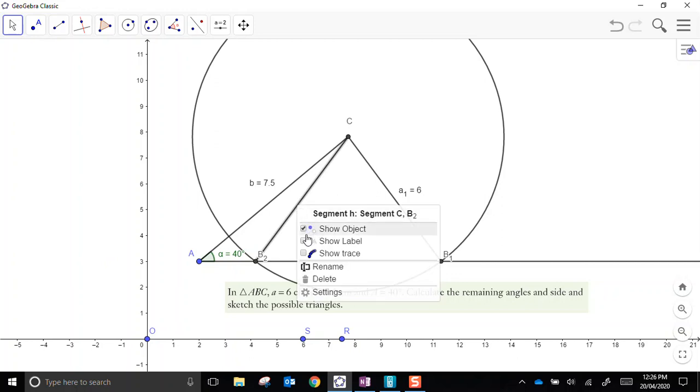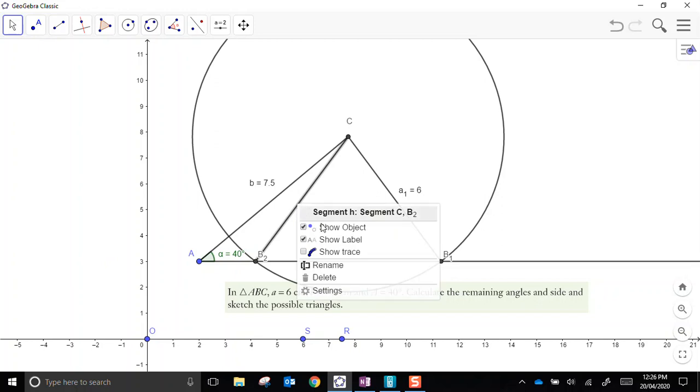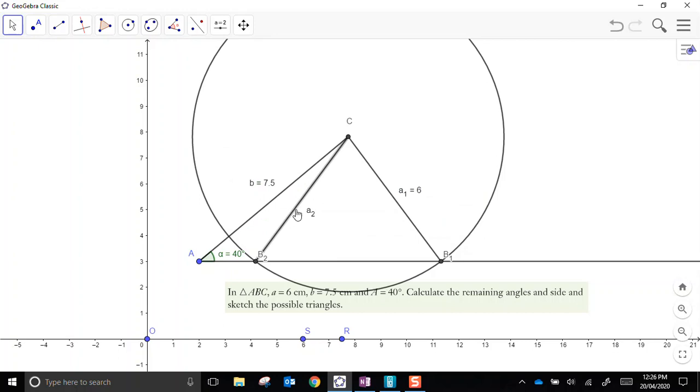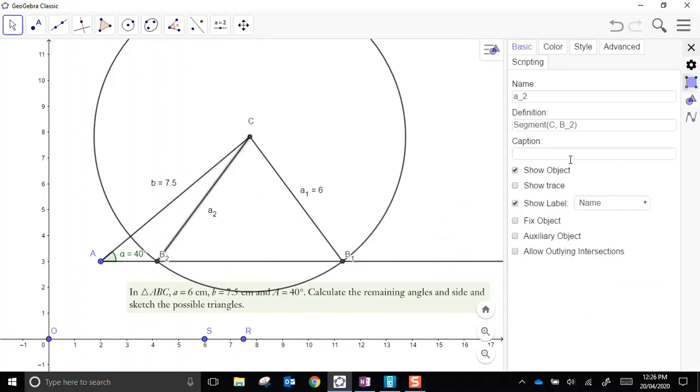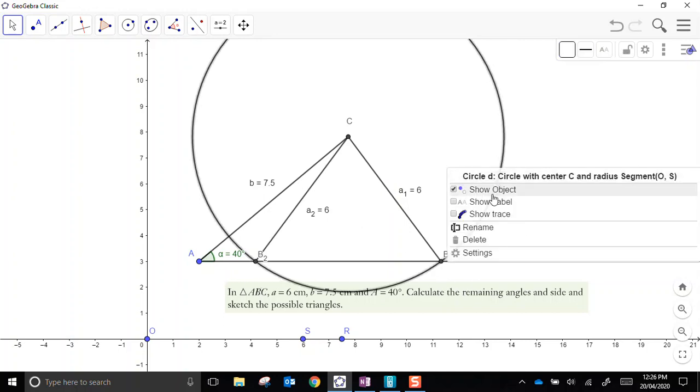Let's show the label for that one. We don't want H, we want that to be renamed, and that will be length A2, line segment A2, and I probably want to show the value for that one as well. There it is, both of them are 6 centimetres long. Now, do I need to see anything else? Do I still need to see the circle?